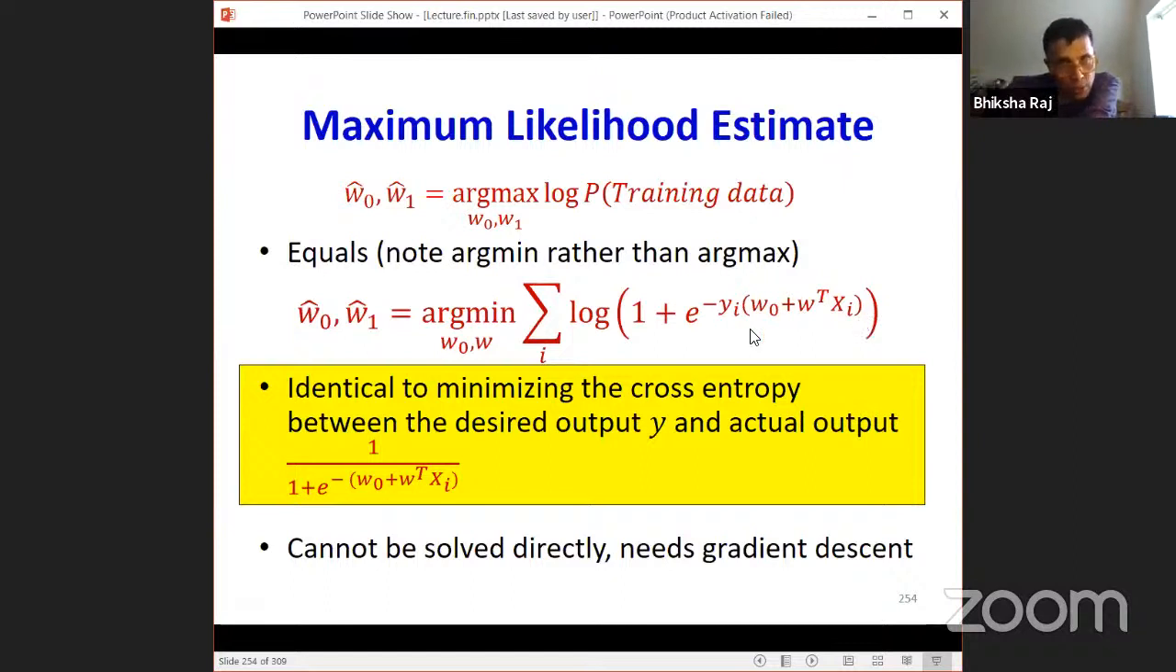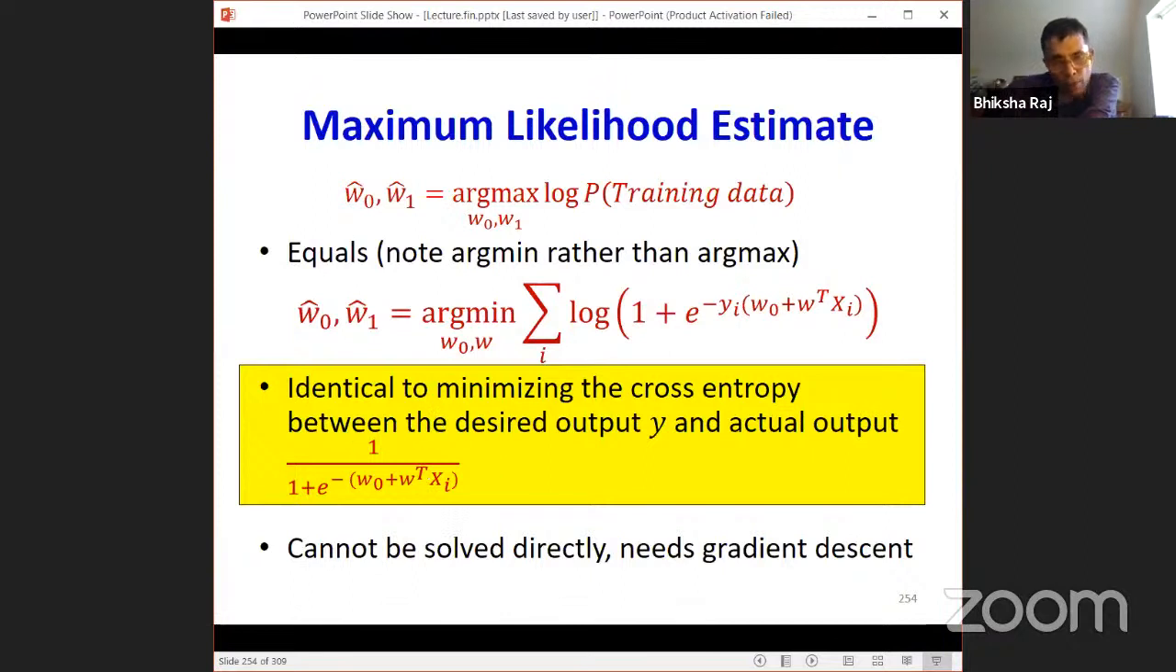Why have I just bored you with all of this math? It turns out that this is exactly the same as minimizing the cross entropy between the desired output y and the actual output of the sigmoid, which is this term here.